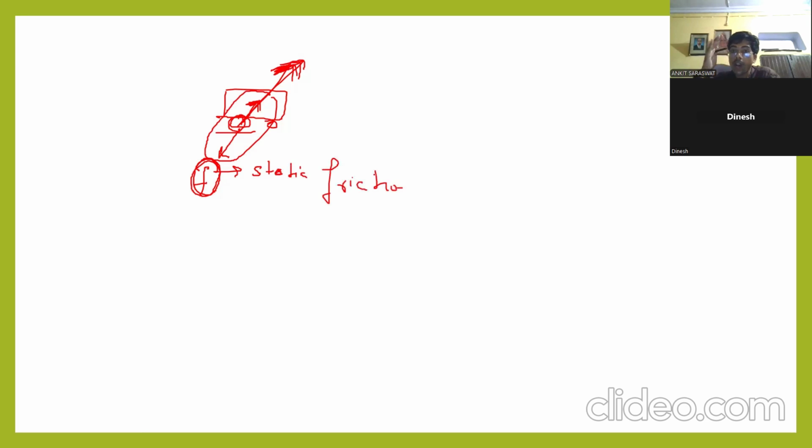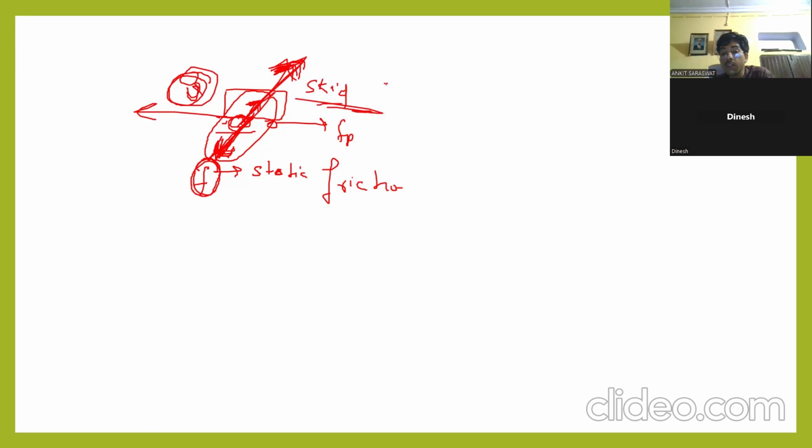What I'm saying, the car should not skid. Skid means the car will be at rest in this direction. Clear? Rolling friction is different. Your car is moving like this, that is rolling friction, different. I'm talking about this. My main objective is to tell you what this v should be so that your car should not skid in this direction.